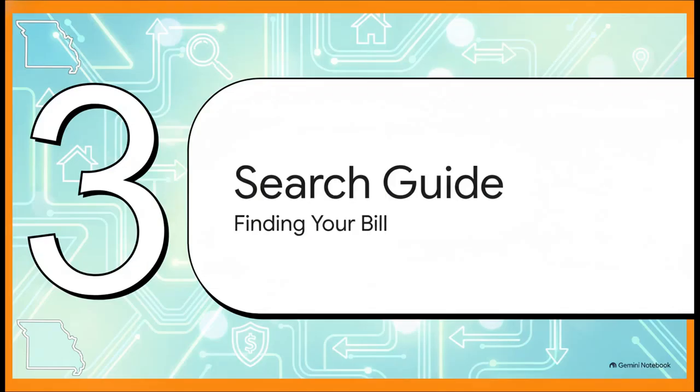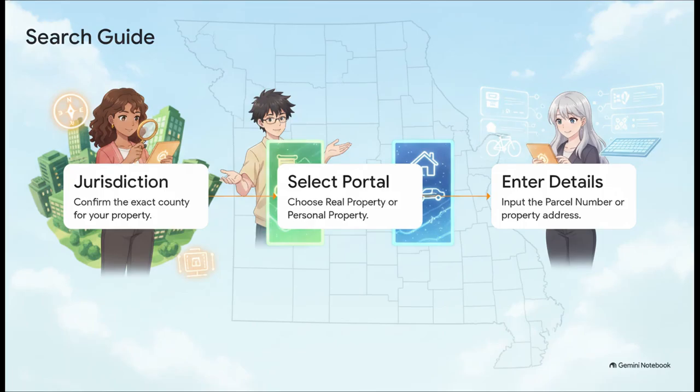All right, Section 3, Step-by-Step Search Guide, Finding Your Bill. To navigate these local portals, you really need a precise roadmap so you don't get lost in the menus. Here are the high-level steps. First, confirm the exact county jurisdiction. This is especially tricky in metropolitan areas where city and county lines tend to blur together.